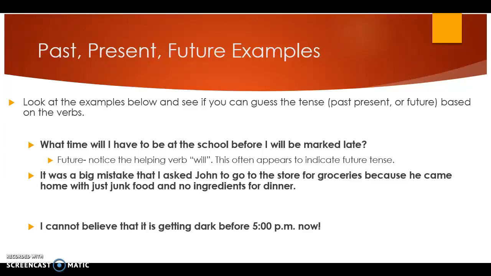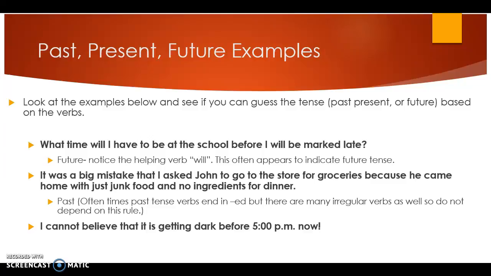The first example is future. Notice that there's a helping verb, will. This will often appear to indicate a future tense. The next example was past tense. Oftentimes you'll notice that the verbs end in ed, but there are so many irregular verbs that you do not want to get attached to this idea. You can't depend on it.